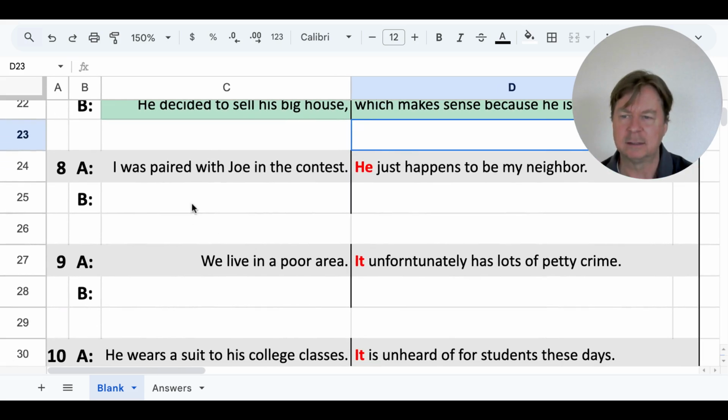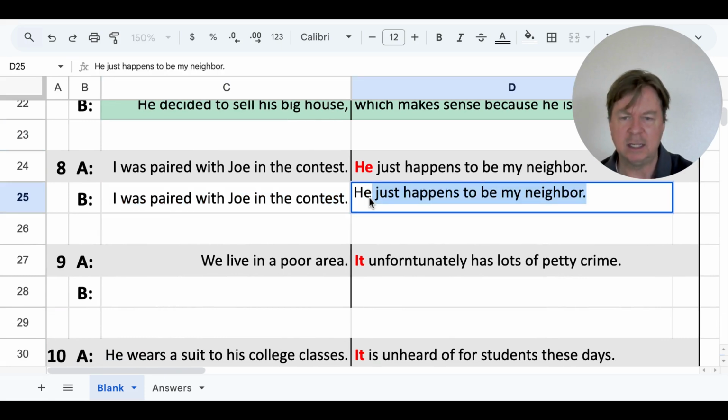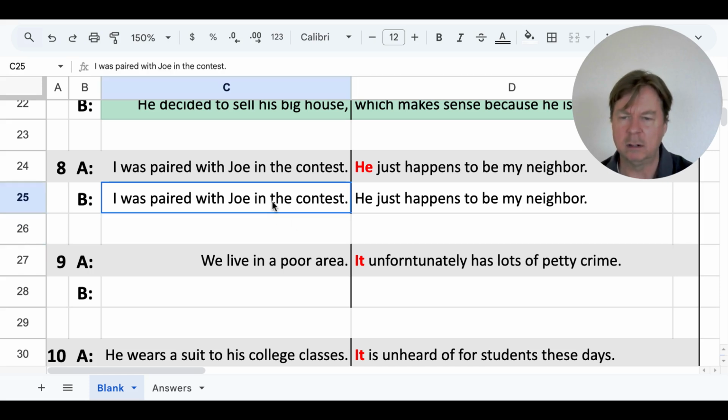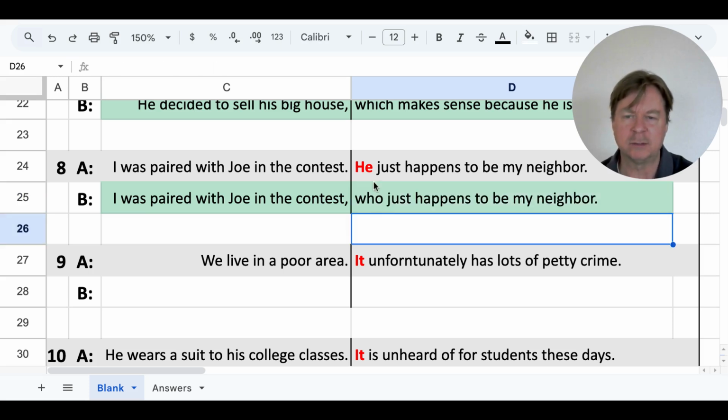Number 8, I was paired with Joe in the contest. He just happens to be my neighbor. So here, I would remove the comma and I would do the relative pronoun. Because he is a subject pronoun, I'm going to say who, right? So it's the subject I'm referring to, so I would say who. I was paired with Joe in the contest, who just happens to be my neighbor.